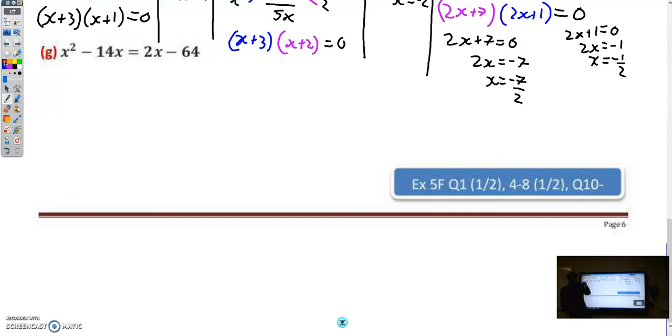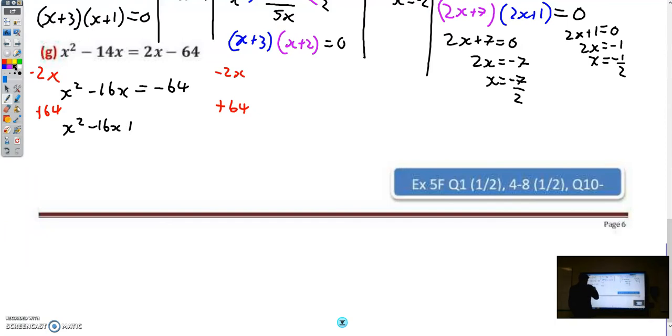I'm going to start by subtracting 2x from both sides. That's going to give me x squared minus 16x, which is equal to negative 64. The next thing I'm going to do is add 64 to both sides, which will give me x squared minus 16x plus 64 is equal to 0. Now that I have an equation equal to 0, I can apply the null factor law.